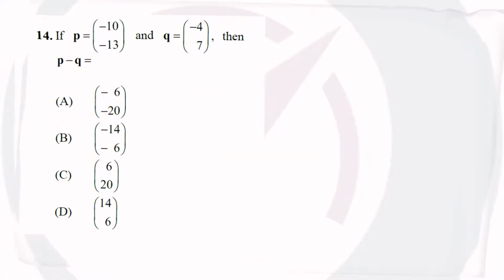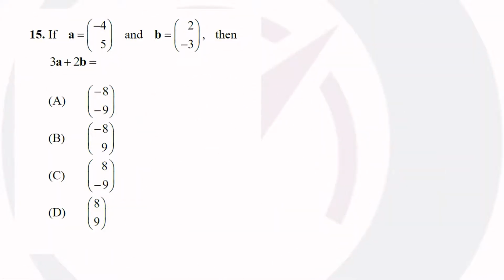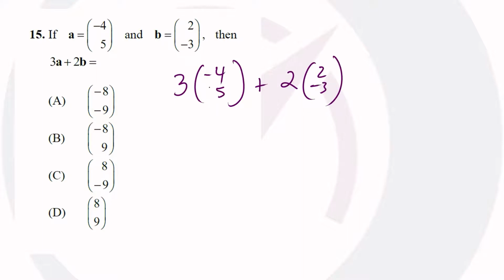Alright, let's look at the number 15. So now we have some scalars to work with. So if A is equal to negative 4, 5, and B is equal to 2, negative 3, then 3 times A, so 3 times negative 4, 5, plus 2 times B, which is 2, negative 3. So let's multiply the scalar. So 3 times negative 4 is negative 12, and 3 5s 15, plus 2 times 2, that gives us 4, and 2 times negative 3, that gives us negative 6.